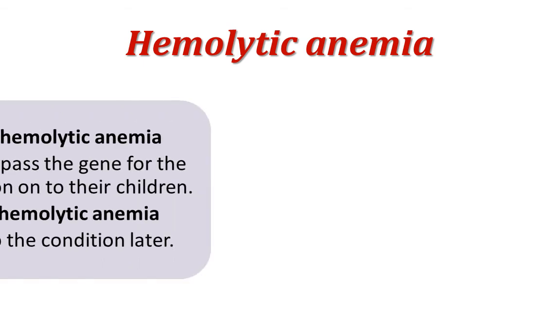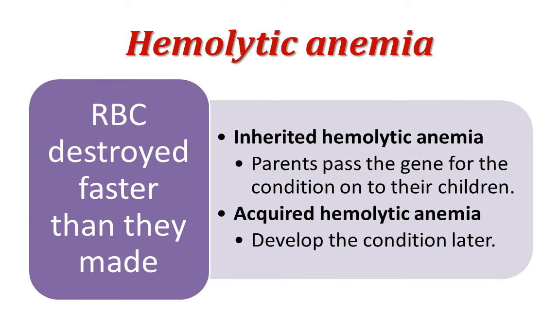Another type of anemia is hemolytic anemia. That means RBCs are destroyed faster than their production rate. Hemolytic anemia is of two types. One is inherited hemolytic anemia, which occurs when parents pass the gene for the condition on to their children, and the other is acquired hemolytic anemia, which occurs due to conditions developing later.